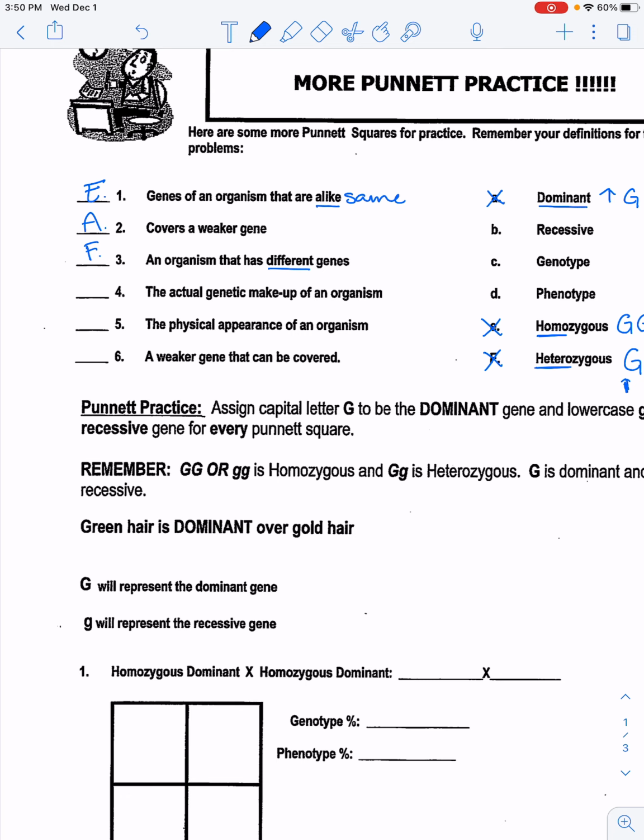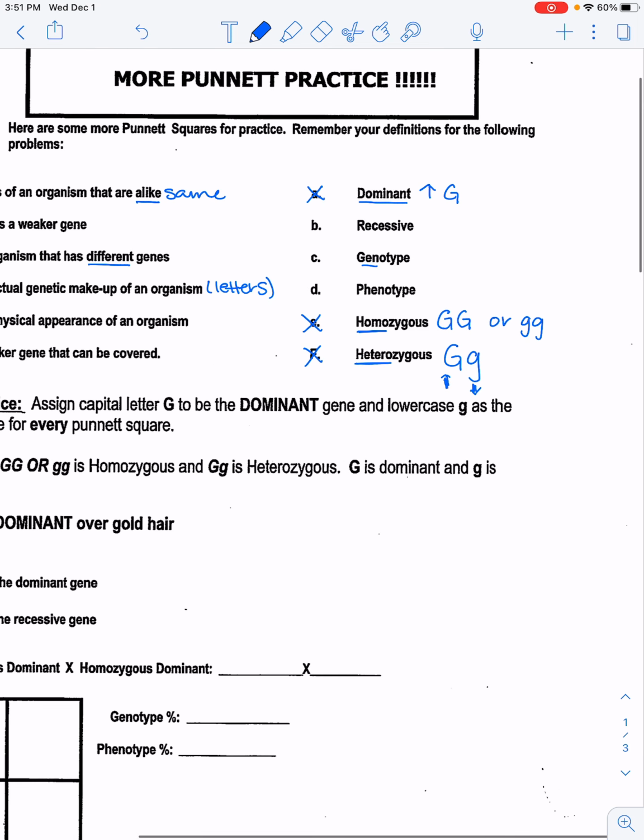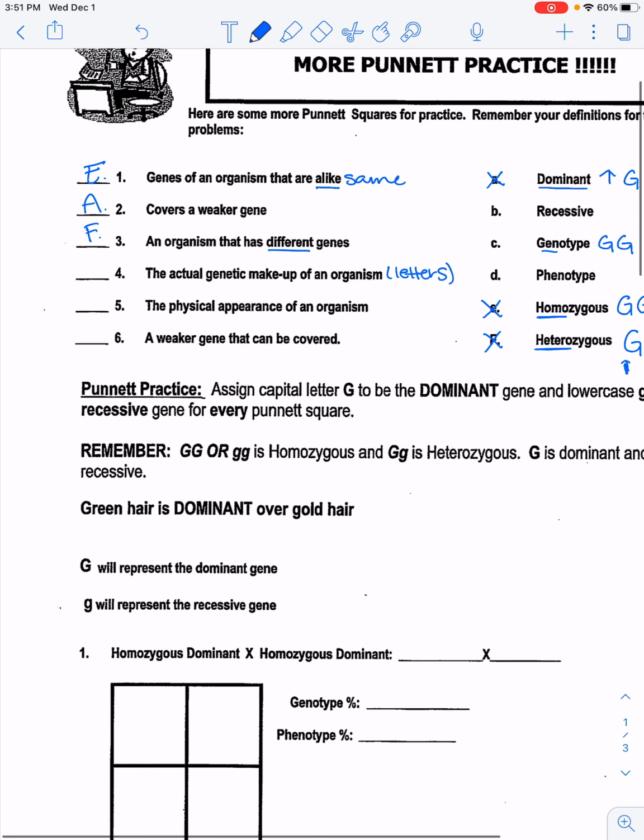The actual genetic makeup of an organism is next. I call this just letters. We're looking for the letters, and that is the genotype. So the three genotypes can look like this, or this, or this. Those are the only three genotypes, and those are the letters as the actual genes for our traits.